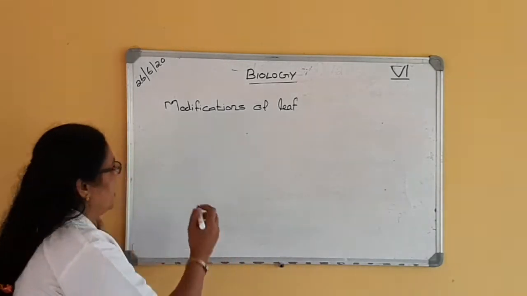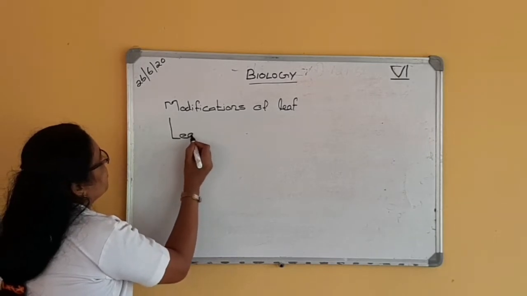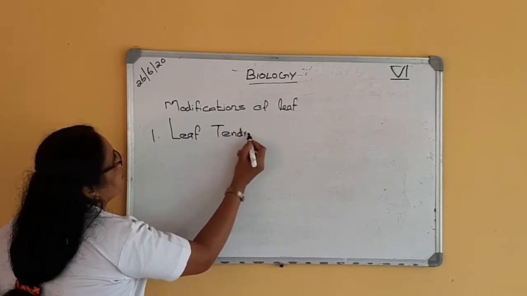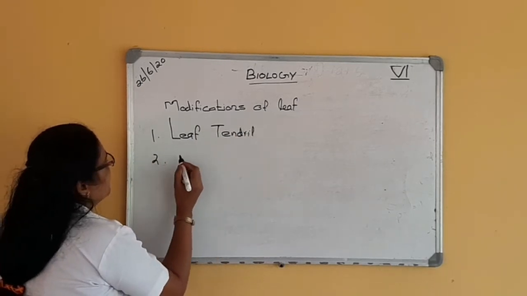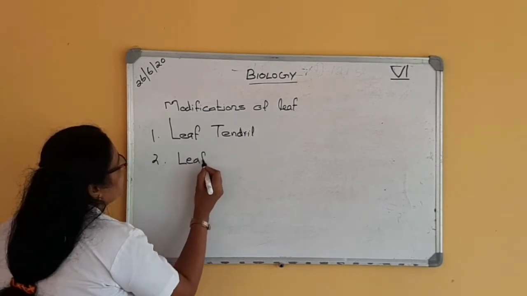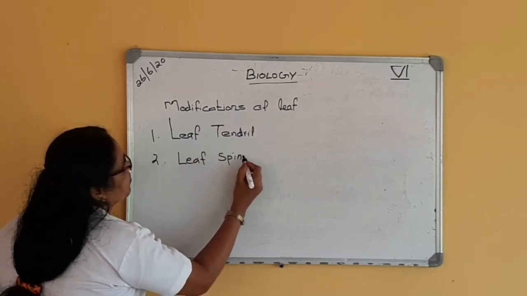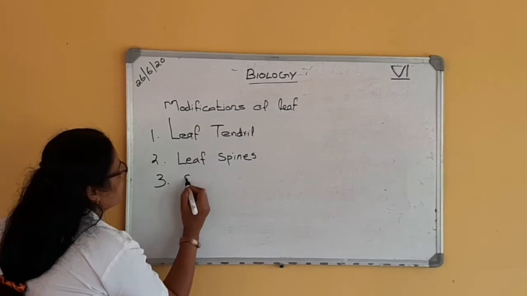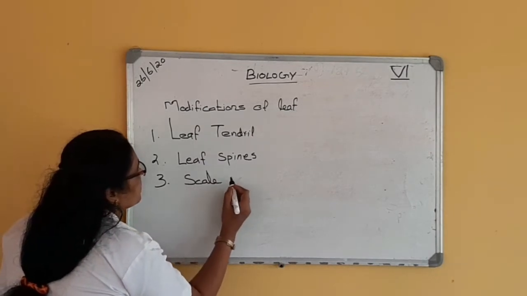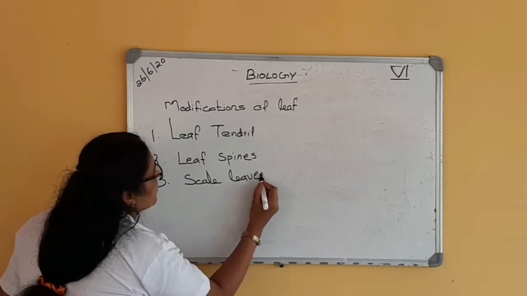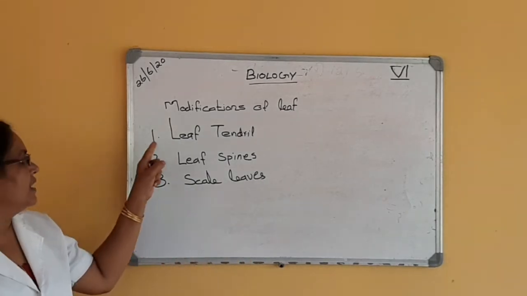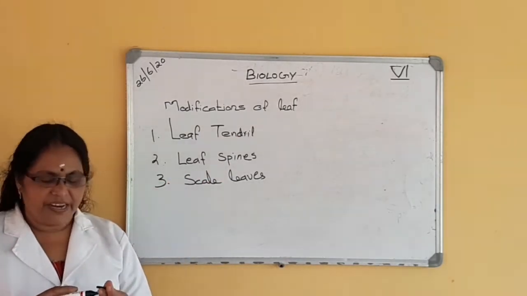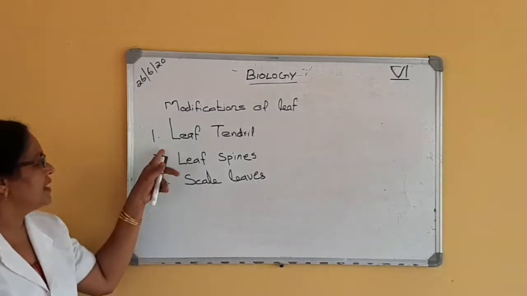They are leaf tendril. First one, leaf tendril. Second one, leaf spines. And the third one, scale leaves. These are the three modifications: leaf tendril, leaf spines, and the scale leaves. Let us study one by one. First one is the leaf tendril.